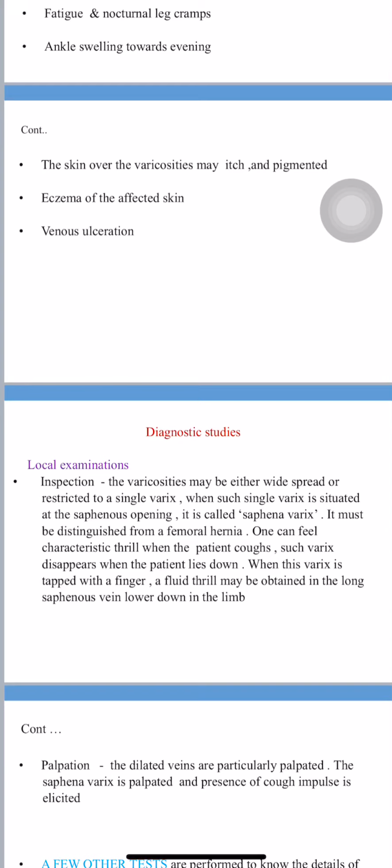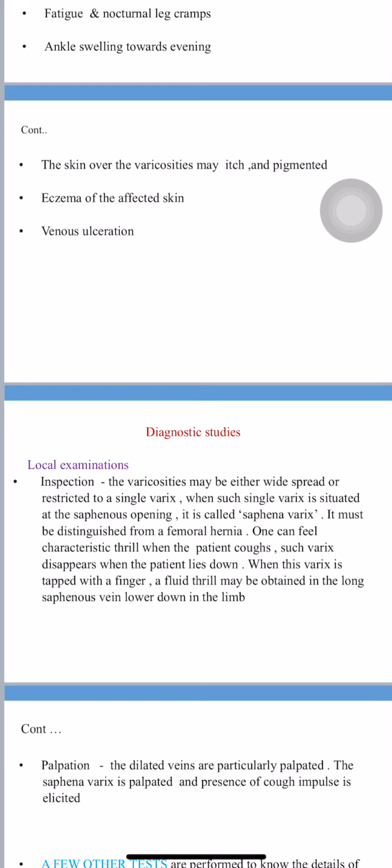So next we will move on to the diagnostic studies of varicose vein, that mainly include local examinations. In local examination, the inspection. While doing the inspection, the varicosities may be either widespread or restricted to a single varix.